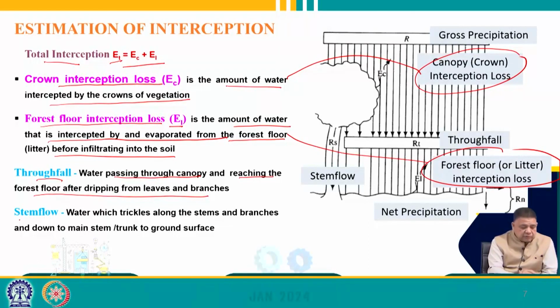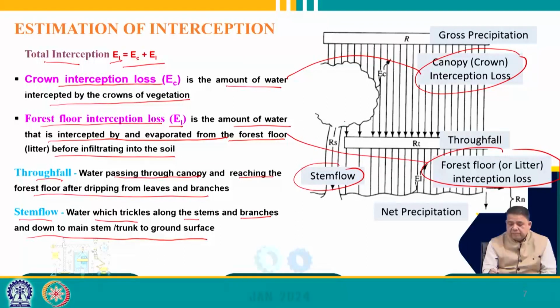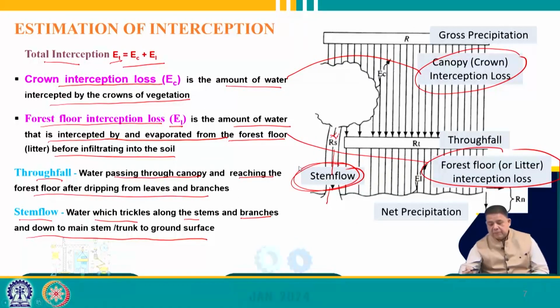And then there is also stem flow, which is here. It is the water which trickles along the stems and branches and down the main stem trunk to the ground surface. From different parts it will reach the main trunk and then trickle down to the ground surface, and that is referred to as stem flow. So, these are the various components which we typically come across in a vegetated area.